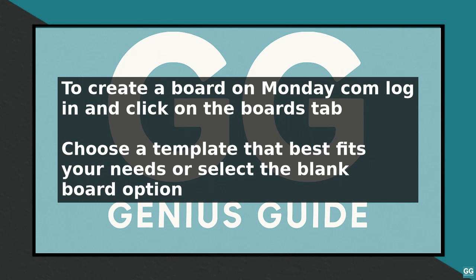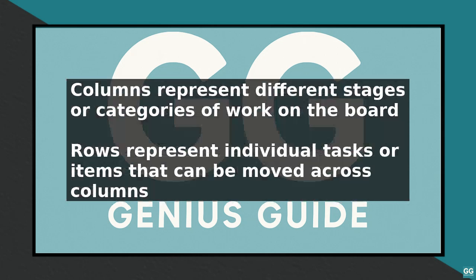One of the key concepts on Monday.com is the concept of items. Items represent individual tasks or work units, and can be moved across columns as they progress through different stages of work. You can add items to your board by clicking on the Add Item button, and then filling in the relevant information, such as the item name, description, and due date.